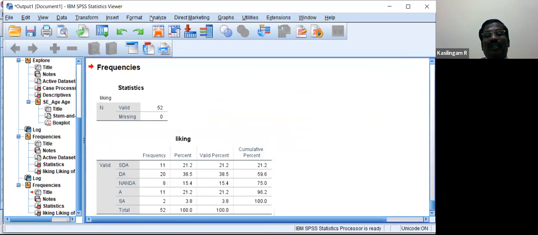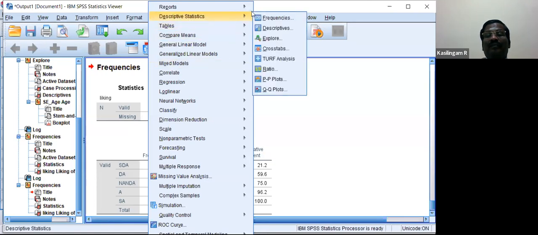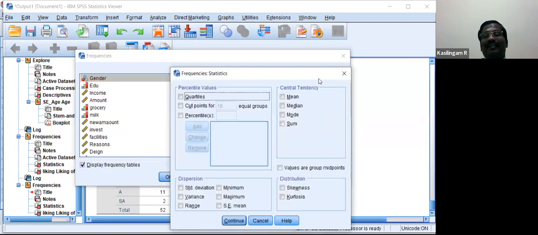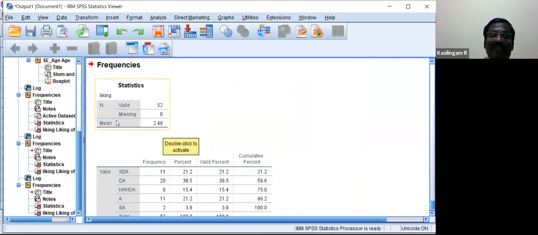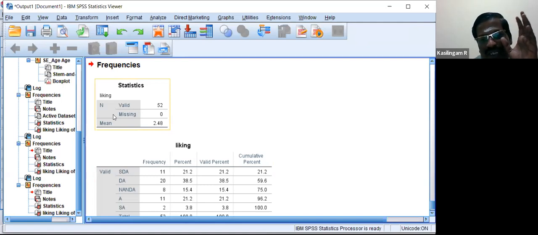Suppose I want to do the mean analysis. Descriptive statistics, frequency, liking. If I want the mean, I have to go to this Statistics button. Let me put mean, then continue, then okay. Then I will get the mean. Madam, can you see the mean? Yes, sir. What is the mean value? 2.48, sir.